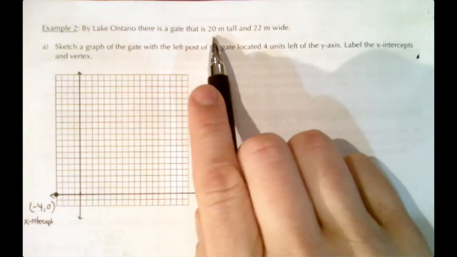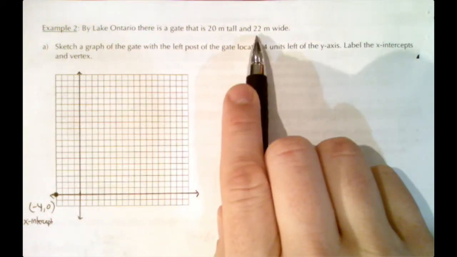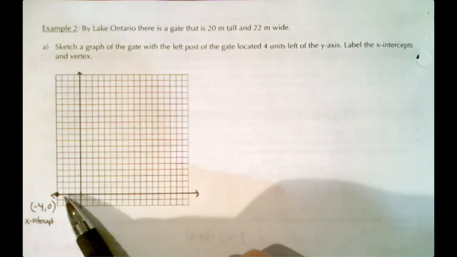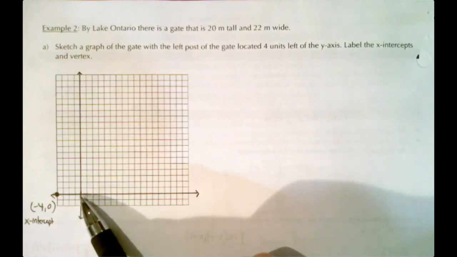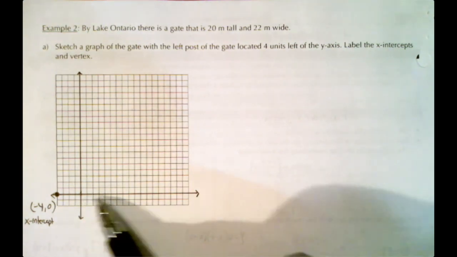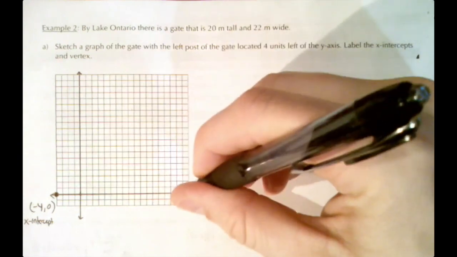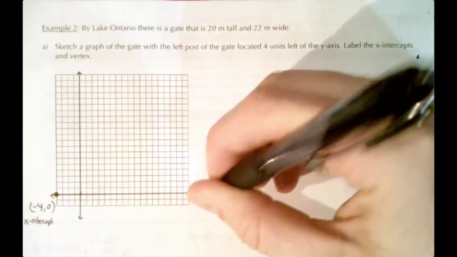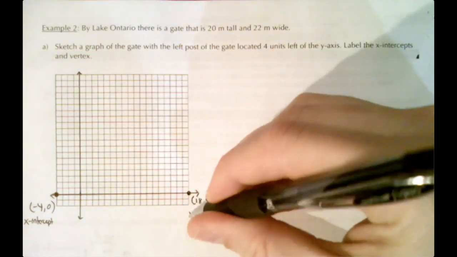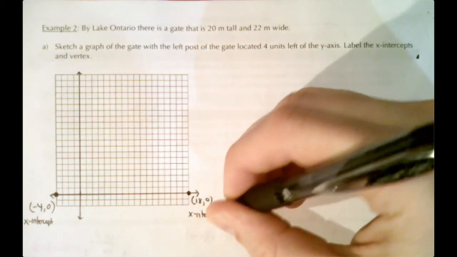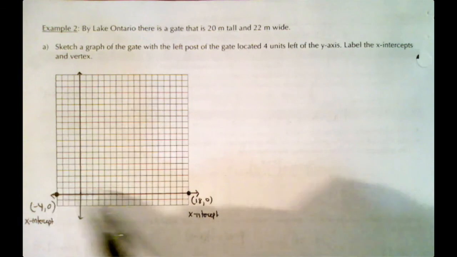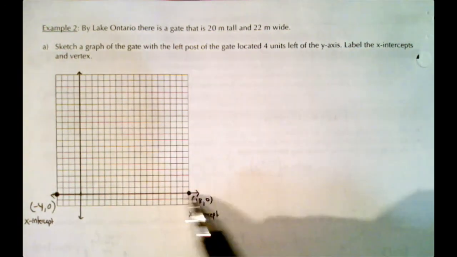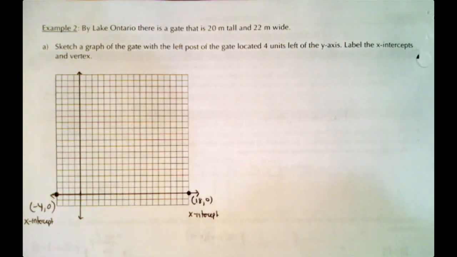Our gate is 22 meters wide. So if I count 22 blocks, the first 4 gets me back to 0, and the next 18 blocks would get me to 22. So that point is 18, 0. And that's 22 meters wide. 4 to the left and 18 to the right. Together is 22 meters. Now the maximum is going to be 20 meters.